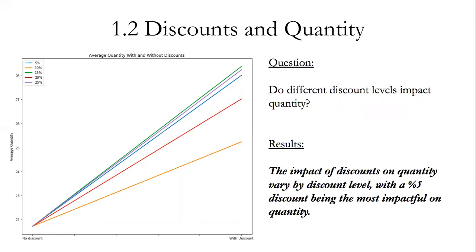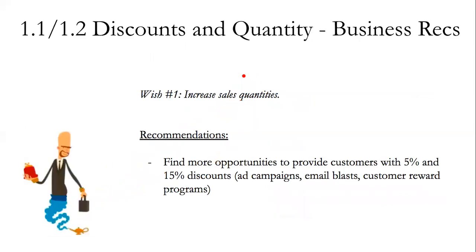This visualization will show you that the green, purple, and blue lines at the top are percentages of 15, 25, and 5 respectively. And it shows that, yes, a 15% discount is the discount that is increasing the quantity the most. However, a statistical analysis shows that the 5%, the blue line, is really the discount level that is most impactful. So what does that mean as far as business decisions go?